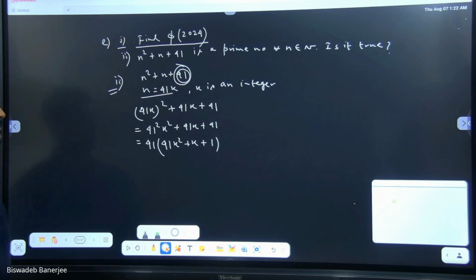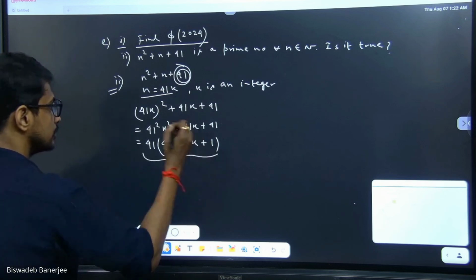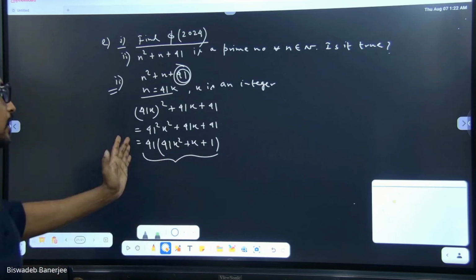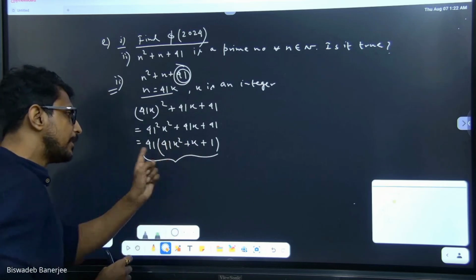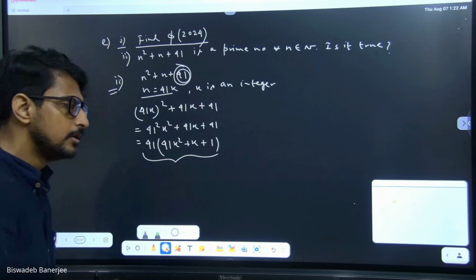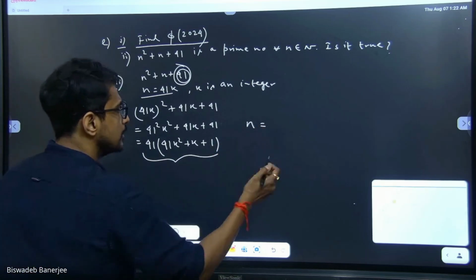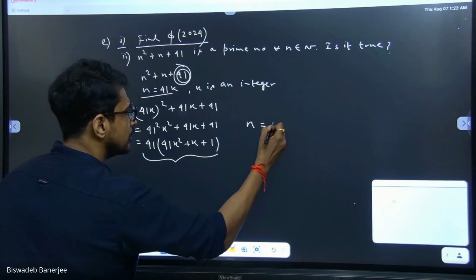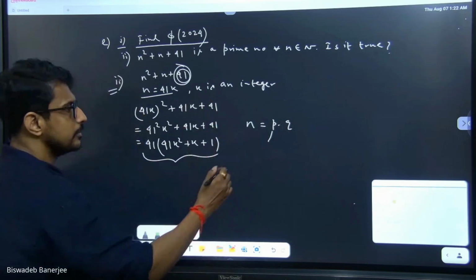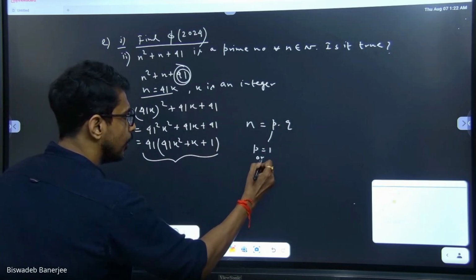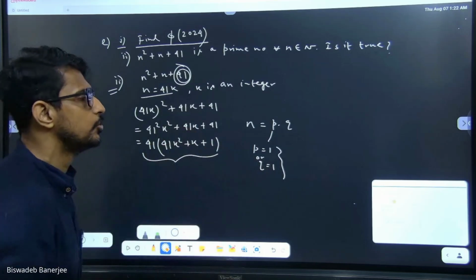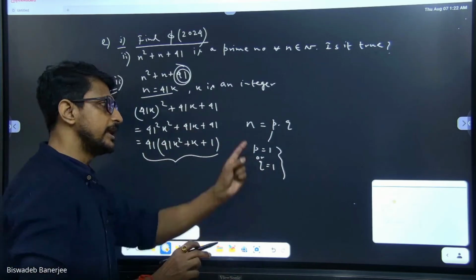So see that this is a product of two numbers, and none of them are one. What is the definition of a prime number? If n is a prime number, then n can be written as a product of two numbers p and q where one of them must be 1, either p equal to 1 or q equal to 1. If this is so, then n is a prime number.